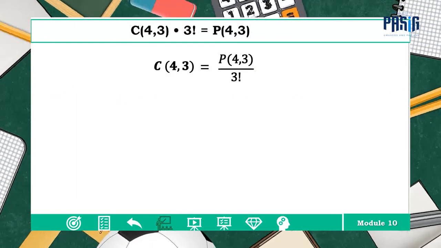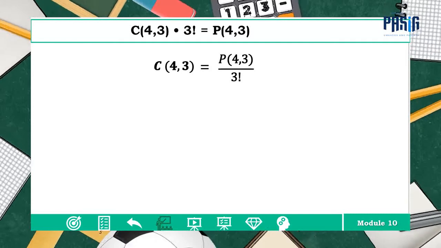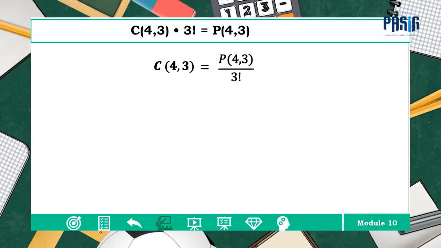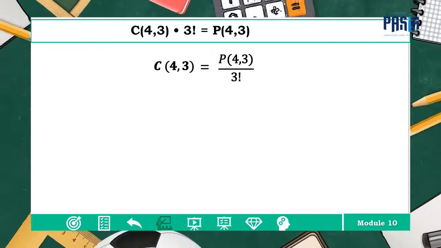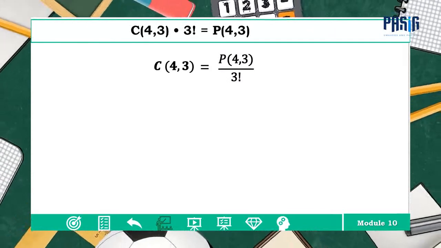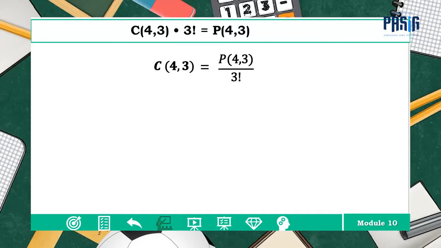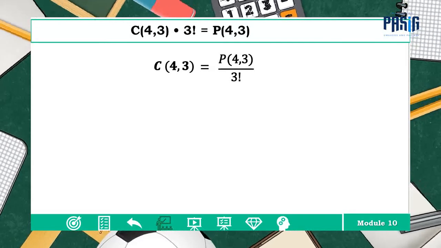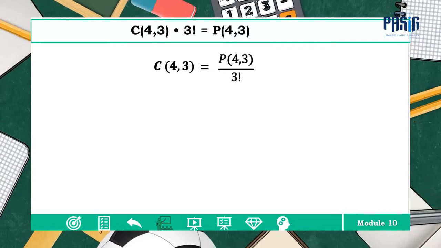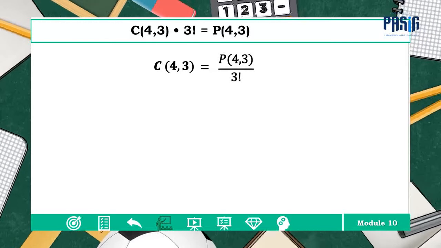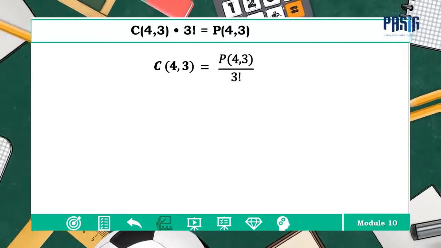What does 3 factorial mean in relation to the problem? Why do we need to divide it by 3 factorial? This is to count the arrangements of the same group as 1, since they are already counted in the permutation of 4 taken 3 at a time. From this equation, let us derive the formula for combination.